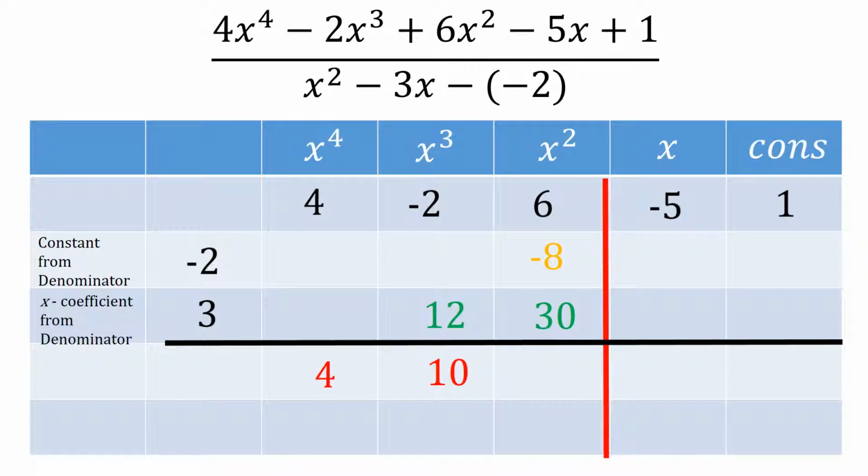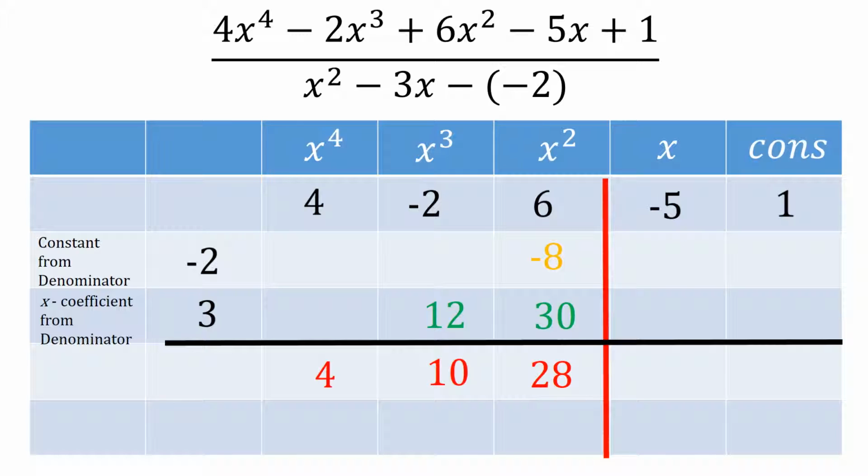Now we will add the numbers in the x squared column together. That is 6, -8, and 30. We will add all of those together, and when we do, we get a result of 28. Now that we've reached the red line in our table, we have found all of the coefficients that belong to the quotient. We still need to find the numbers that correspond to the remainder.